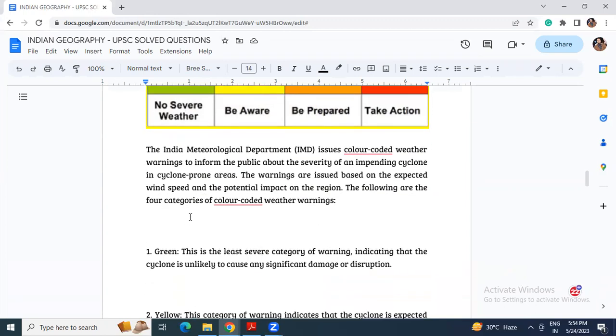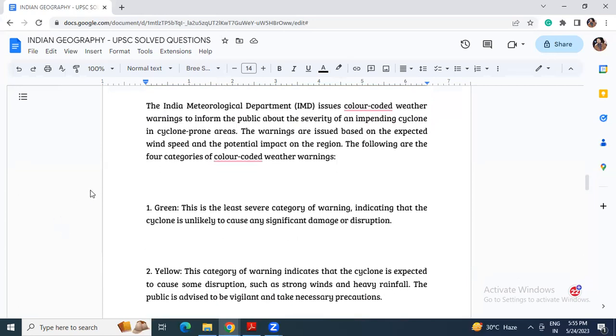So the Indian Meteorological Department issues color-coded weather warnings to inform the public about the severity of an impending cyclone in the cyclone-prone areas. The warnings are issued based on the expected wind speed and the potential impact on the region. So what are the parameters? Wind speed and potential impact. Then the following four categories of color-coded weather warnings.